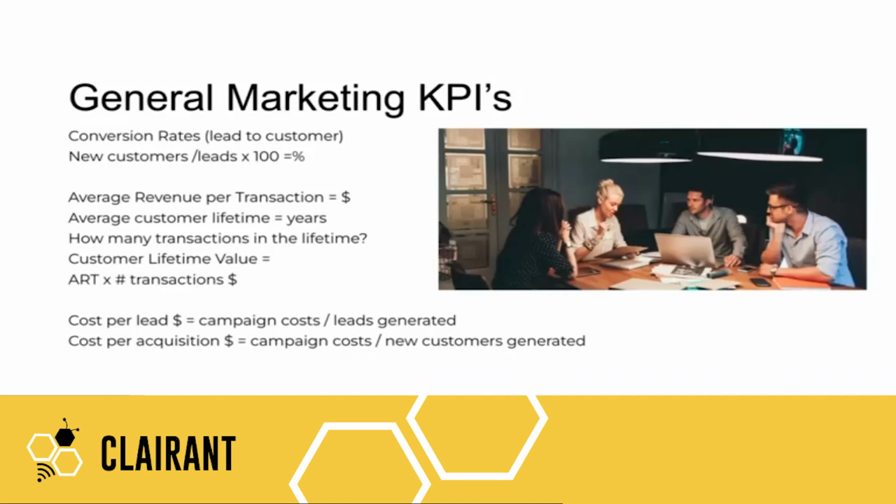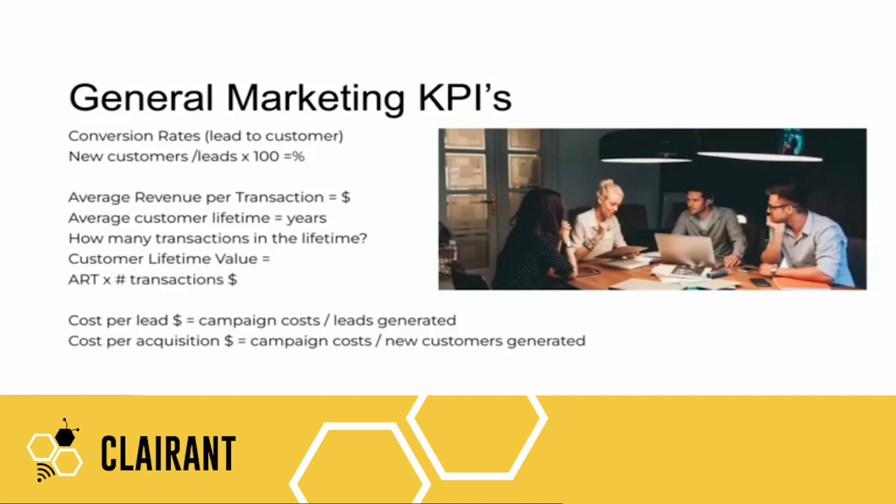The next thing I want you to keep track of is your cost per lead and your cost per acquisition. All this is you take your campaign cost, you divide it by how many leads you generated, and that's your cost per lead. And you do the same thing for your cost per acquisition. This is how much it cost you to pay for that customer. Okay, so your campaign cost divided by how many new customers you actually generated is your cost per acquisition in a dollar amount.